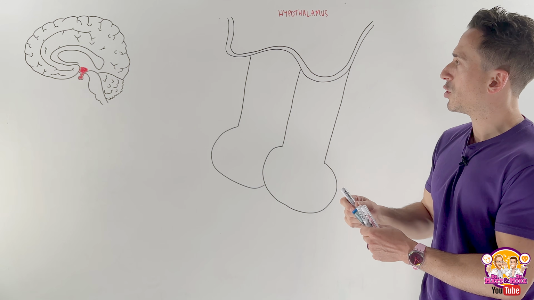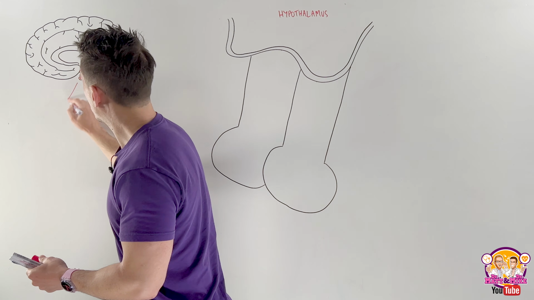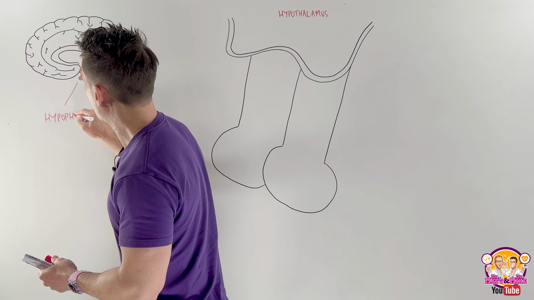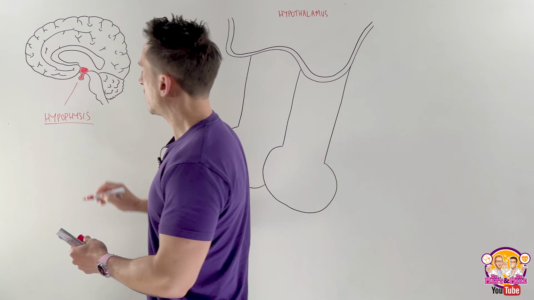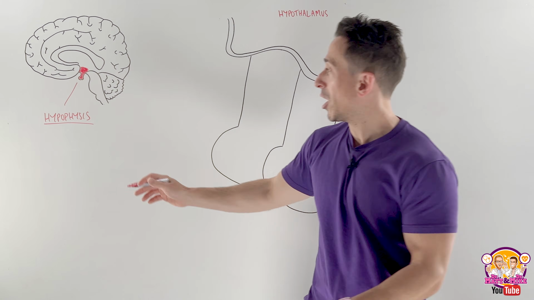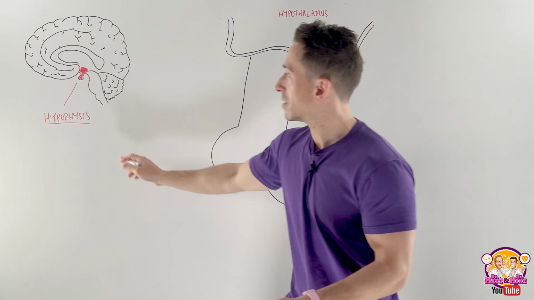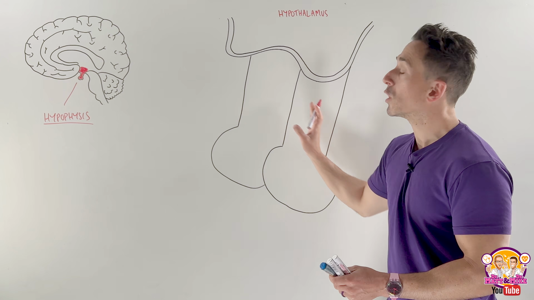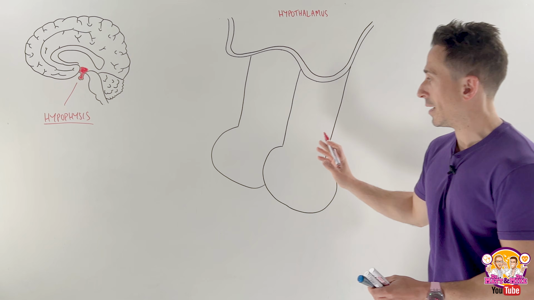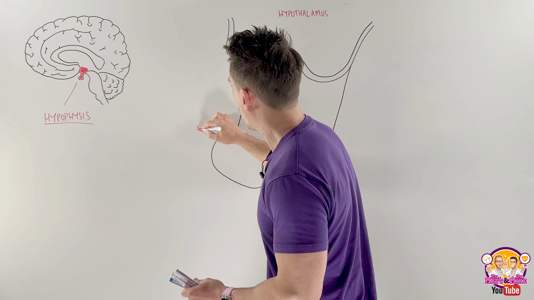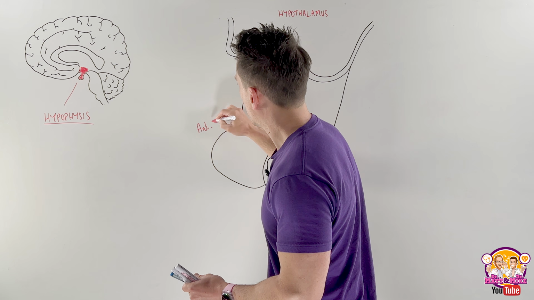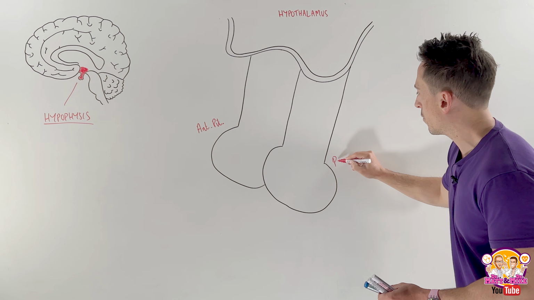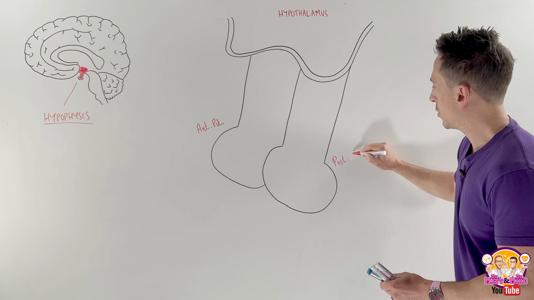Now sometimes the pituitary is also referred to as the hypophysis. So hypo again meaning below, and physis means growth. It's the below growth. Now, if we have a look, you can see there's two lobes of the pituitary gland. On this side, we've got what's called the anterior lobe of the pituitary gland, and on this side, we've got the posterior lobe of the pituitary gland.